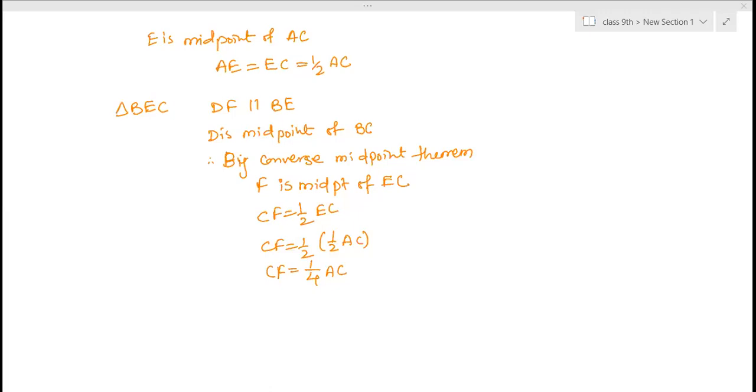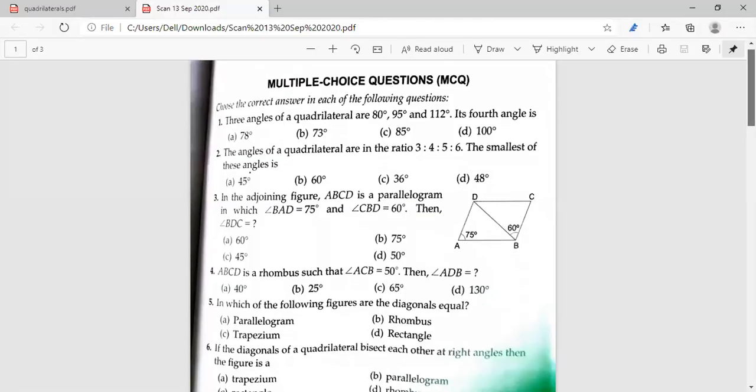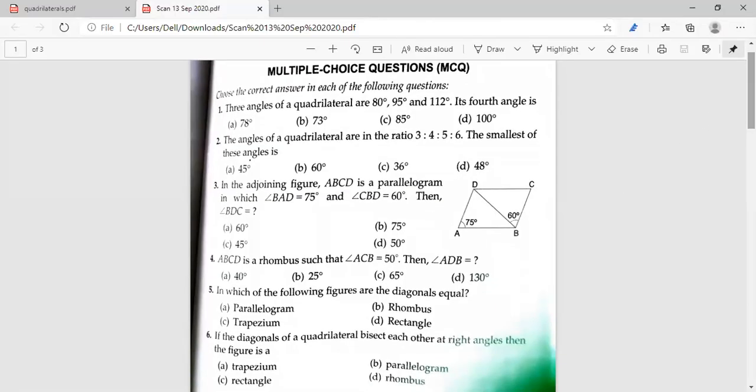Ma'am, even in maths, we'll get assertion reason type questions? No, maths doesn't have assertion reason type of questions. Ma'am, but it is there on page number 355. They have given it, but it won't be asked. Oh, okay. Whoever doesn't have these questions.